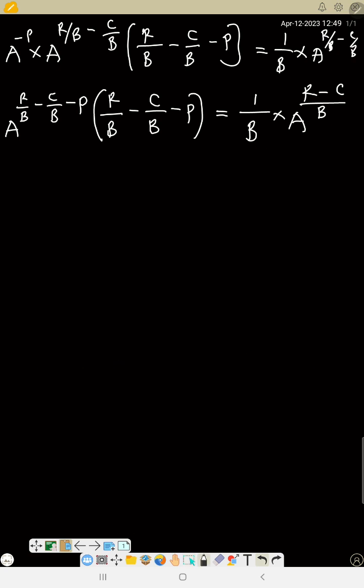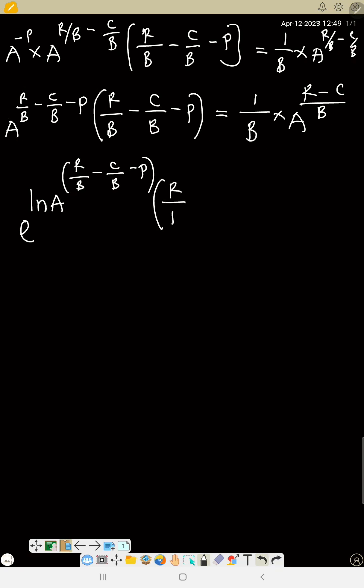I will apply exponential. Remember, e raised to power ln x is equal to x. So that means I can apply it here. This is the same thing as e raised to power ln a raised to power r over b minus c over b minus p, because this is still the same thing as this.